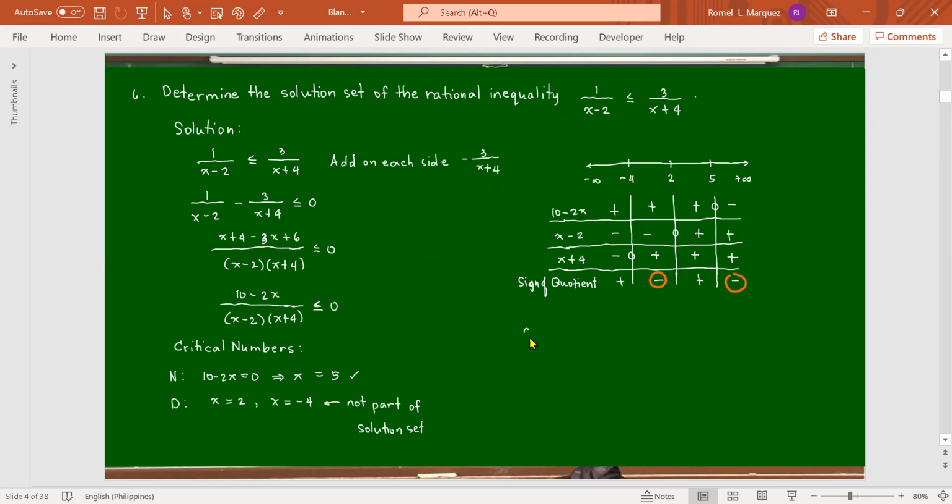So the solution set, therefore, is the interval from negative 4 to 2, but take note, we don't include negative 4 and 2, so the open interval negative 4 to 2, union with 5 included, so from 5, use a bracket, to positive infinity. So this is the solution set.